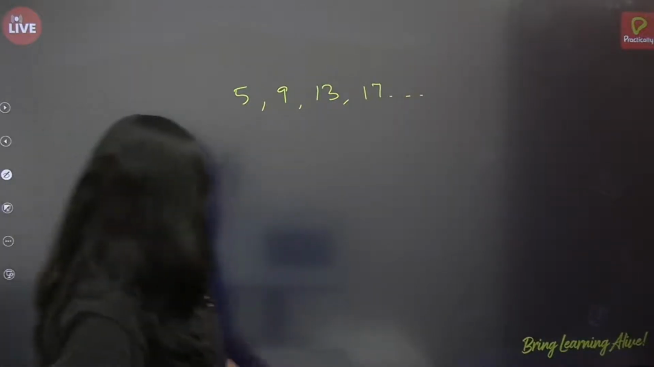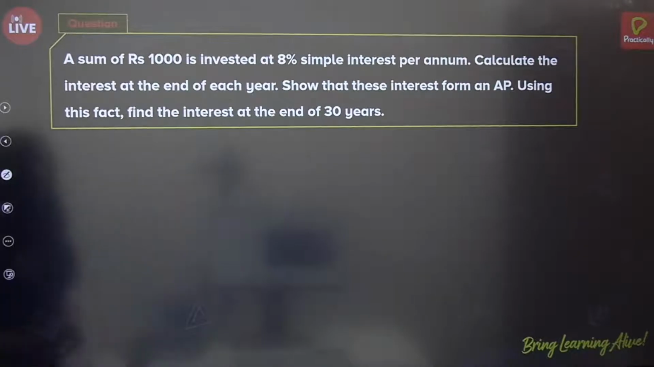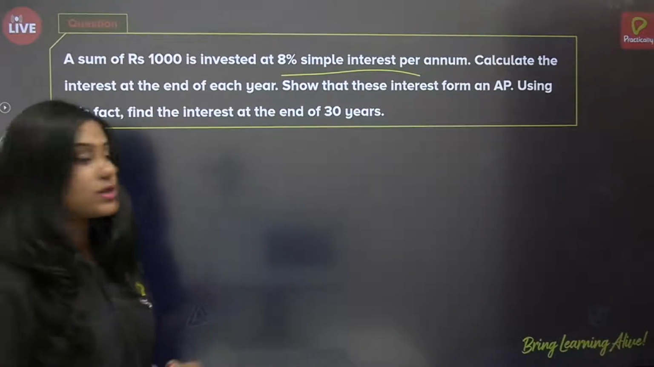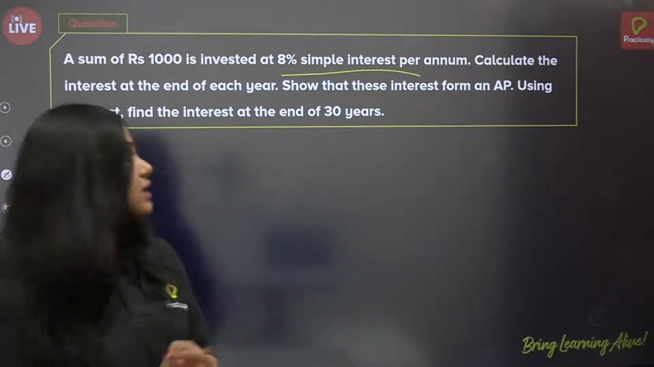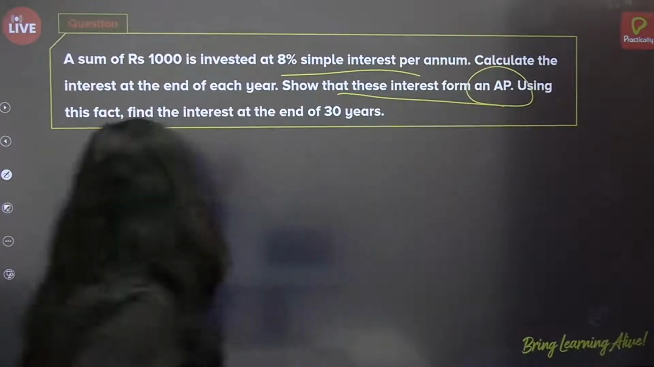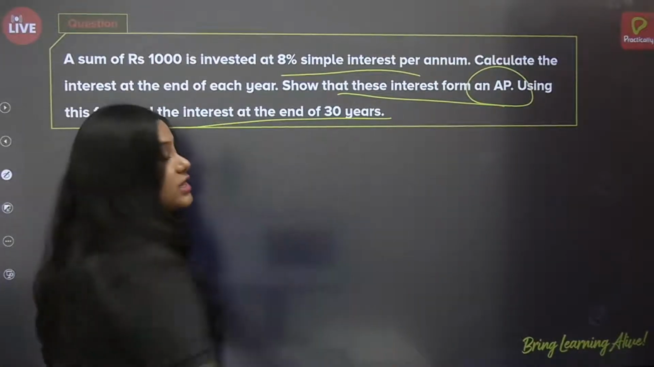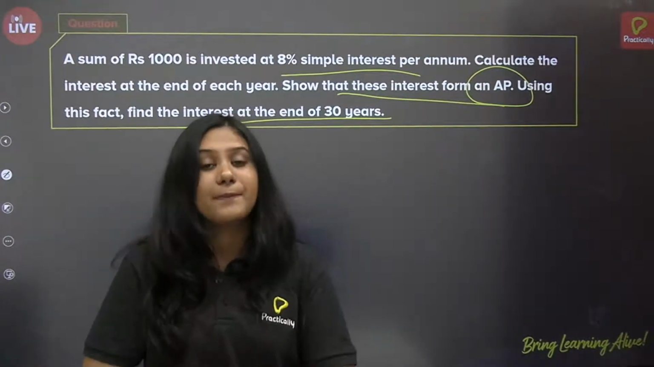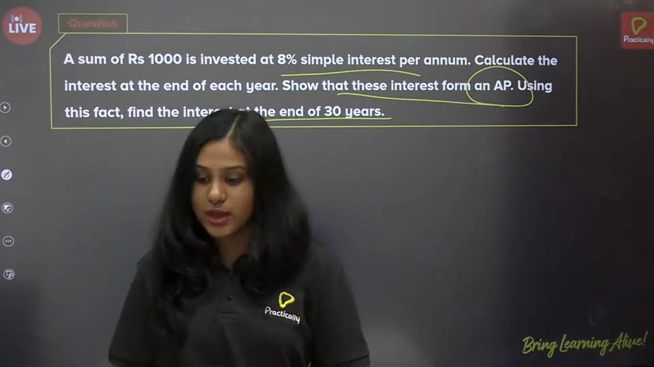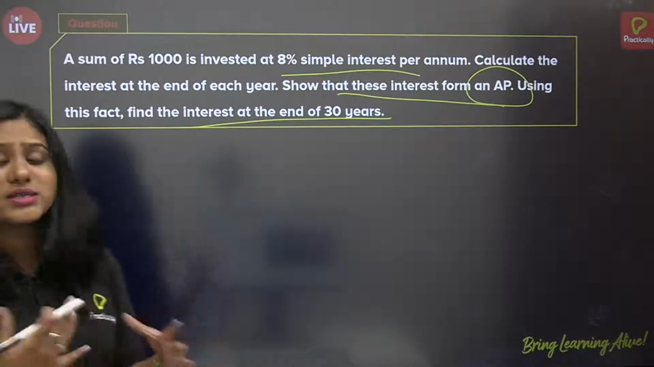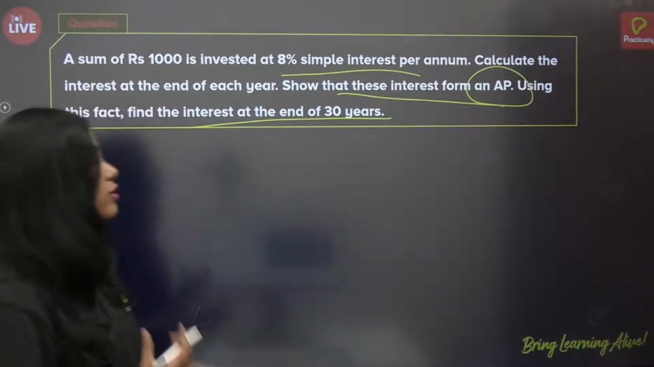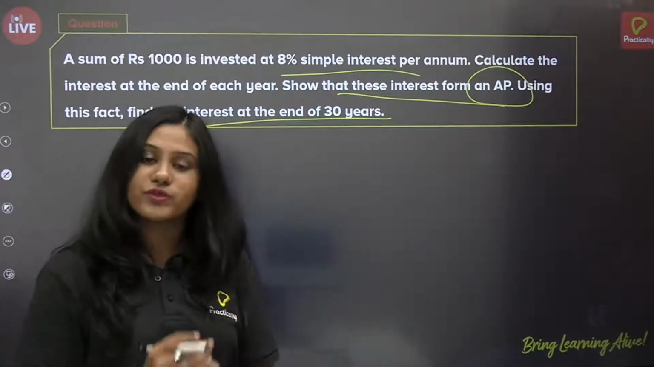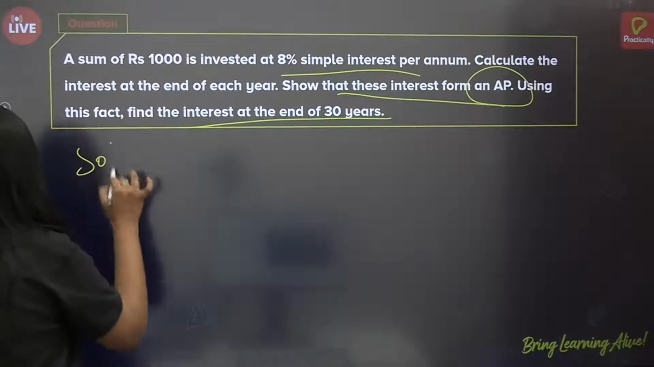Okay. Let's move on to the next question. A sum of rupees 1000 is invested at 8% simple interest per annum. Calculate the interest at the end of each year. Show that these interests form an AP. Using this fact, find the interest at the end of 30 years. I know this might be a tricky question, but this is an application problem of arithmetic progressions. Do not get confused because it is simple interest. It is one of the easiest questions. Let us do it step by step.